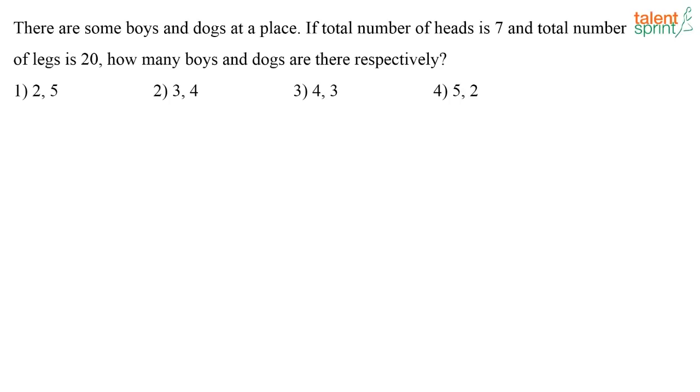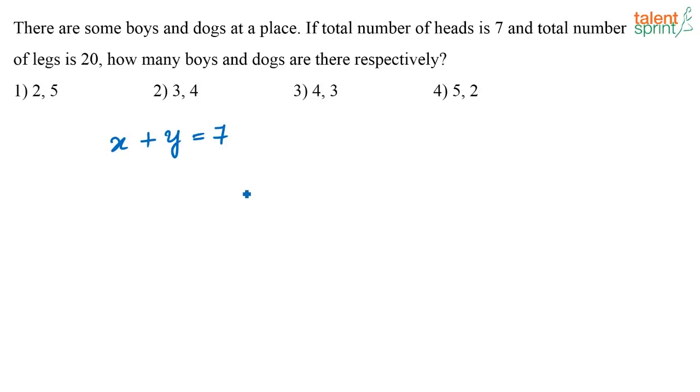Next one. There are some boys and dogs at a place. If the total number of heads is 7 and the total number of legs is 20, how many boys and dogs are there respectively? You can either cross-check with the options or just form the equation and solve. Both ways it is easy. What is given here? The total number of heads. If I say that there are X boys and Y dogs, the total number of heads is 7. So I can say X plus Y is equal to 7. Each dog and each boy has 1 head.